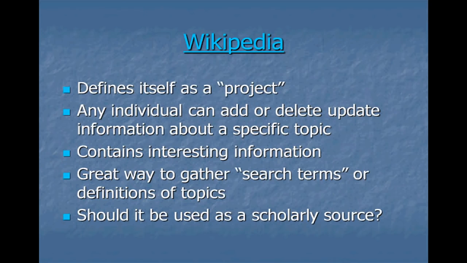The use of Wikipedia is often an interesting topic. Wikipedia defines itself as a project. Any individual can add, delete, or update information about a specific topic. It often contains interesting information. It is a great way to gather search terms or definitions of topics. It's a great place to start. It's not a good place to cite, especially in an academic or scholarly setting.